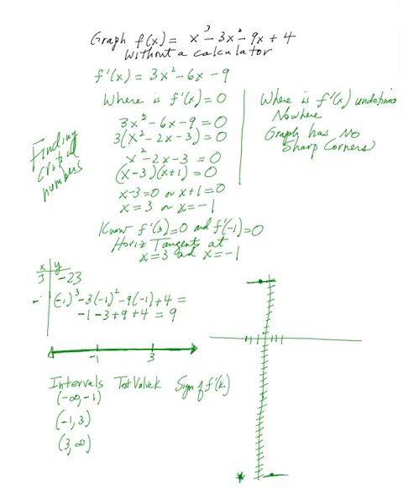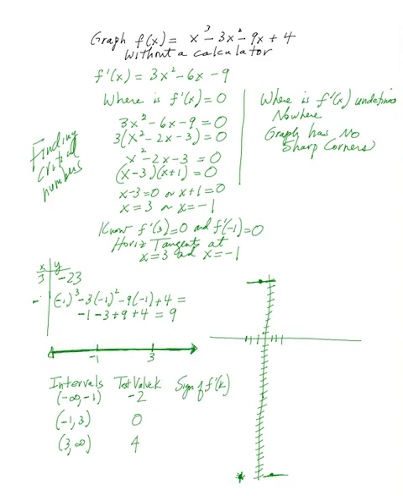But pick a number less than negative 1. Pick a number in this first interval. Any number, as long as it's less than negative 1. How about negative 2? Let's pick a number between negative 1 and 3, a number in the second interval. Say that's 0. Pick a number bigger than 3, say 4. Now, put this number into the first derivative. Okay?